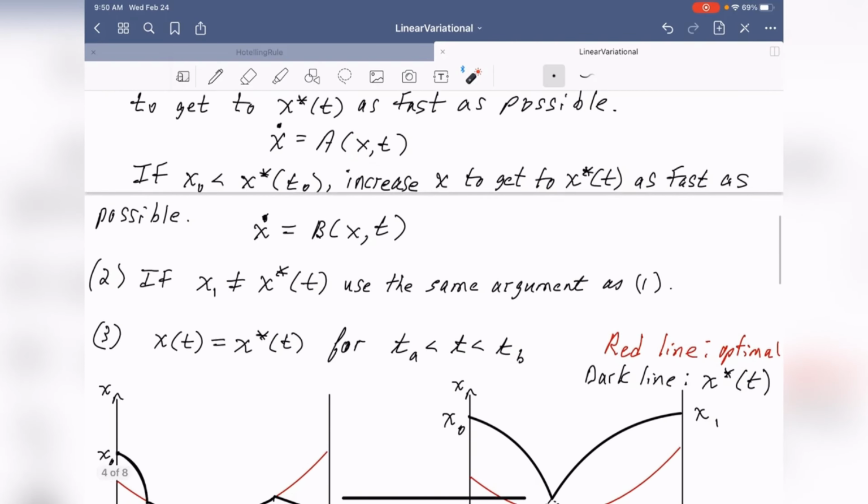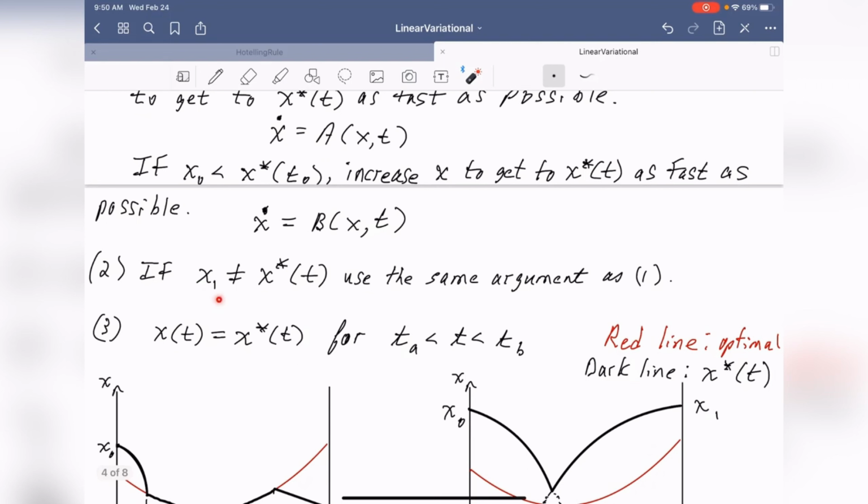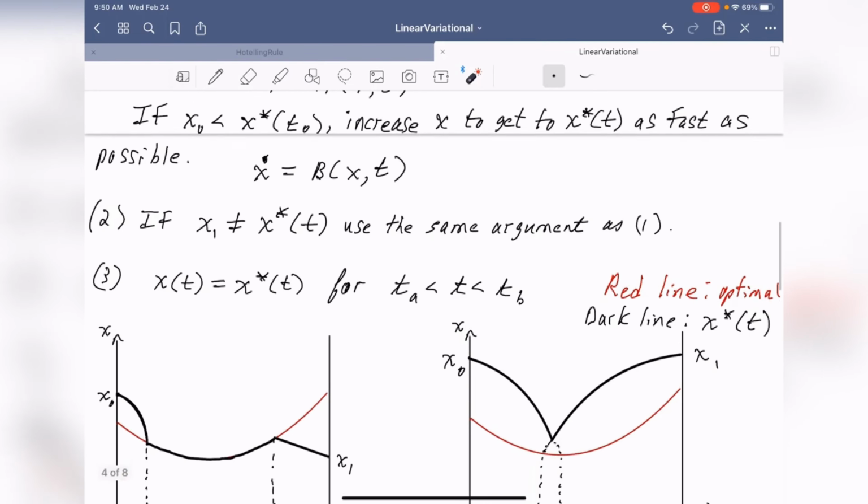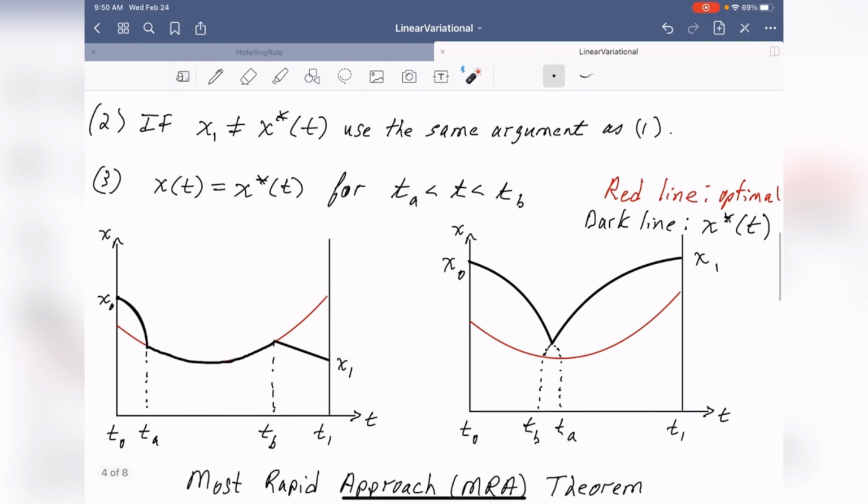Now, if x1 does not equal x star(t), so at the end period, if it's not equal to x star(t), we use the same argument as in 1. So we get off the optimal path as quickly as possible, moving towards x1. And the same thing if x(t) is equal to x star(t) for this in-between period, then we follow the optimal path. So here what we have is a red line that is optimal, but the dark line is the path that we have to choose.